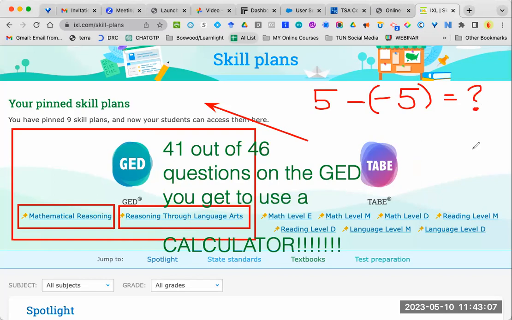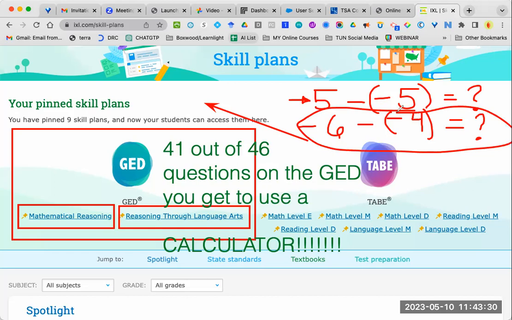Use a calculator, because when you're tired, and you will be tired, do that in your head. Not easy. How about this one? Do that in your head. Or you could type it into a calculator. Calculator's sitting right there, waiting for it. By the way, this one is 10. 5 minus negative 5 is 10. I know that. So what's this? Do it in your head and then type it into a calculator, see how it goes. All right, so anyway, that's done. So learning, skill plans, be awesome.